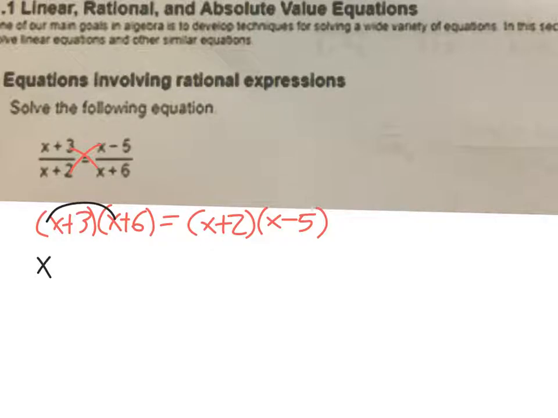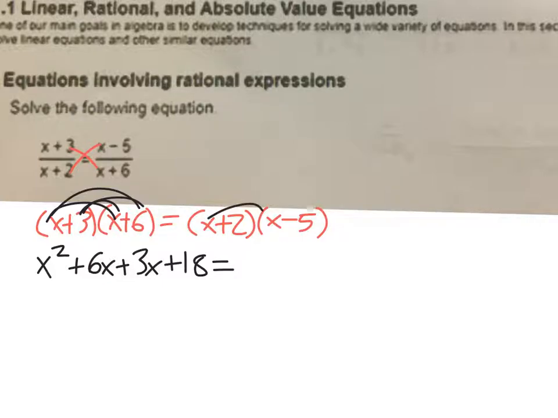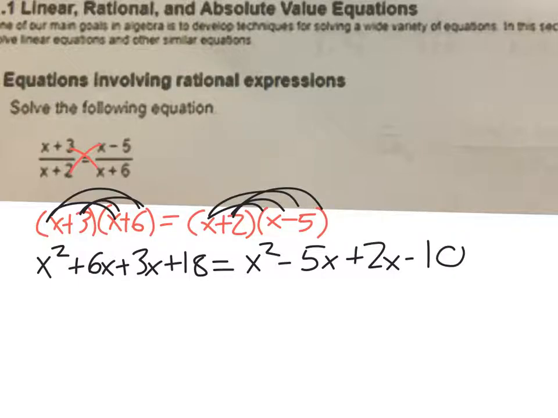x times x is x squared. x times 6 is 6x. 3 times x is 3x. 3 times 6 is 18. That's going to equal, and then same in the second parentheses, distribute those. x times x is x squared. x times negative 5 is negative 5x. 2 times x is 2x. 2 times negative 5 is negative 10.